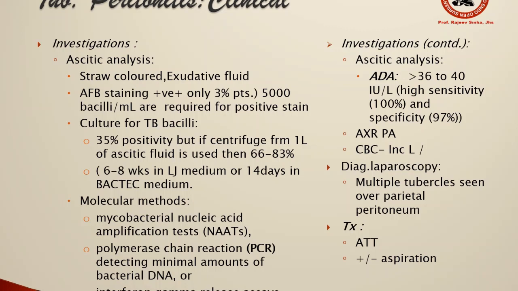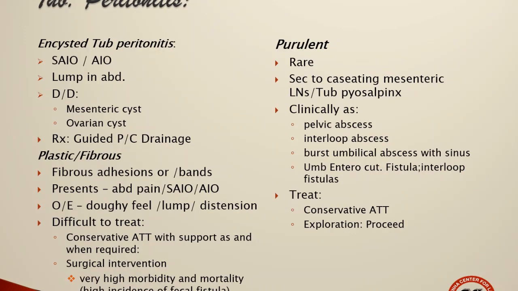The treatment is simple. You can start this patient purely on conservative antitubercular therapy. Most of them do respond. If the patient has a very huge amount of ascitic fluid, go in for aspiration. The encysted tubercular peritonitis is important. Why? Because it has to be differentiated from a mesenteric cyst and from an ovarian cyst. And the presentation is also different.